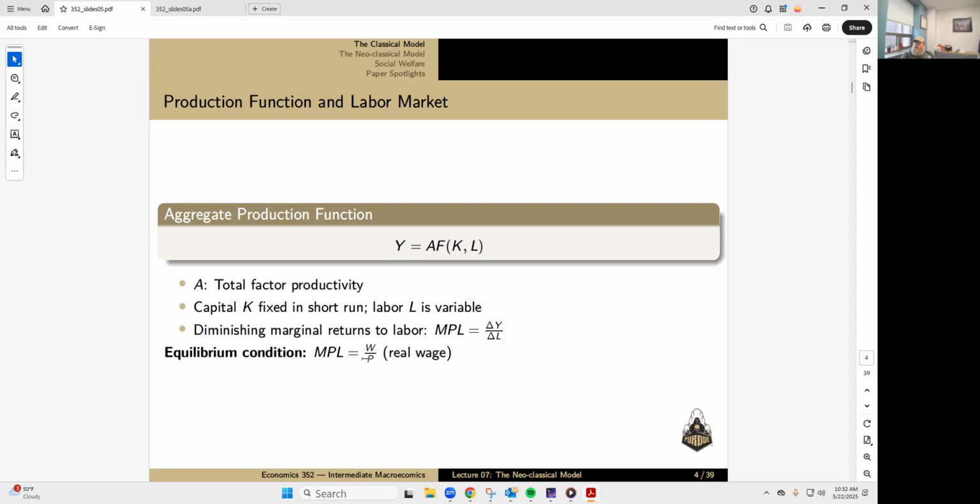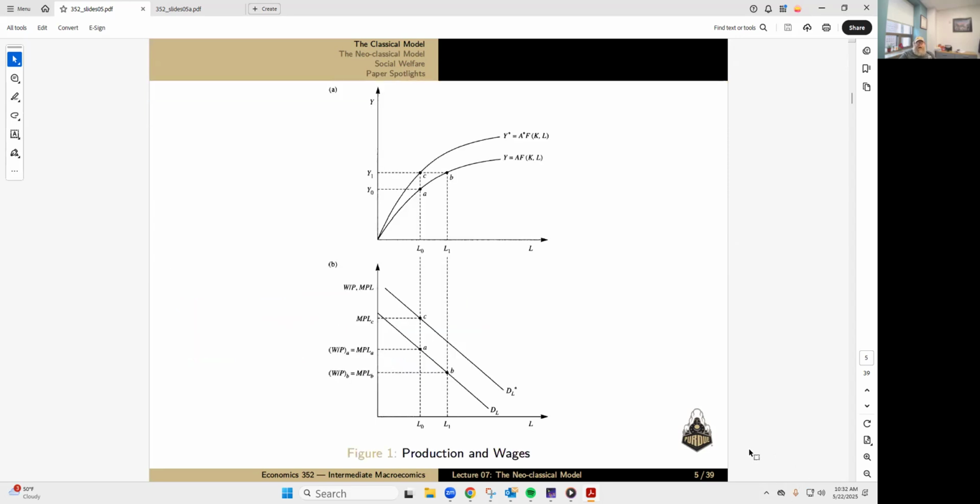Then, if I want to think about that wage as a real wage, I simply divide by P, and what we get is the natural equilibrium condition of the classical model in terms of the labor market, which is that labor will be hired up to the point where marginal product of labor is equal to the real wage. And so graphically, this is what this looks like.